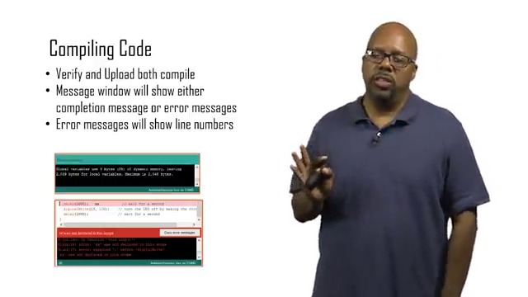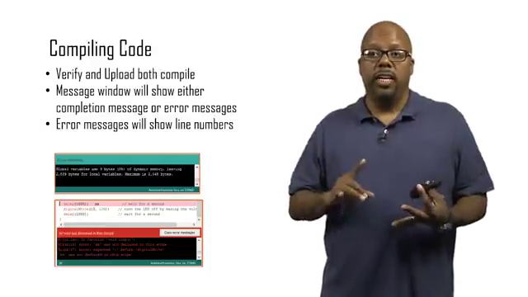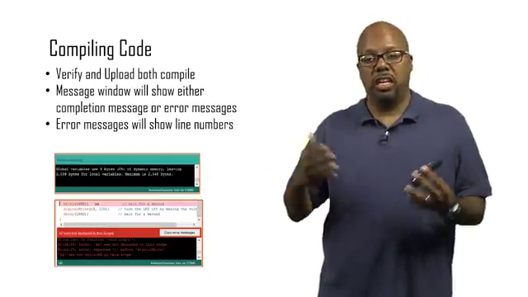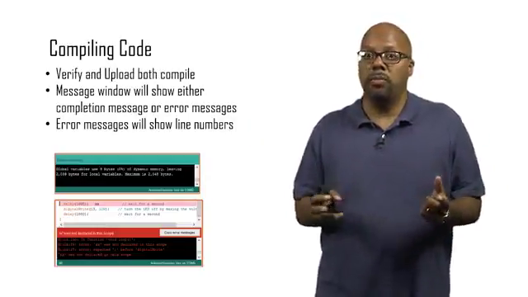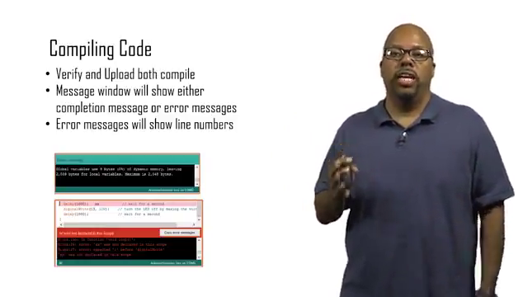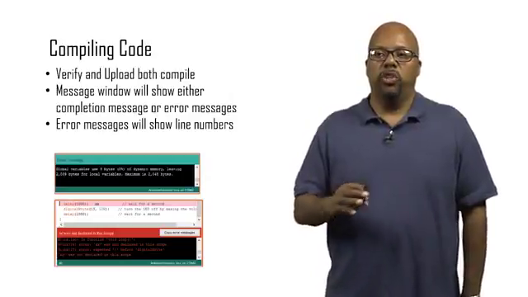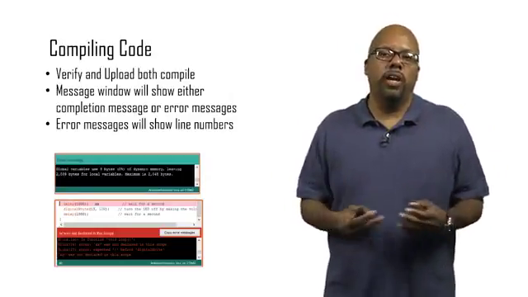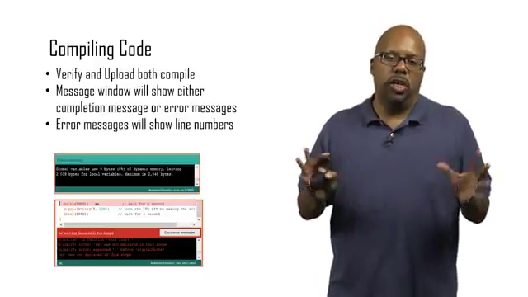And the message window is there to show you the status of the compile. After it's done compiling, it'll either show you some completion message, something like compile complete, or done uploading if you're uploading, or it'll show you one or more errors. Error messages will show the line numbers too. Whenever there's an error inside your code, you want to know where in your code it happened, so it helps you to find the errors somewhat.